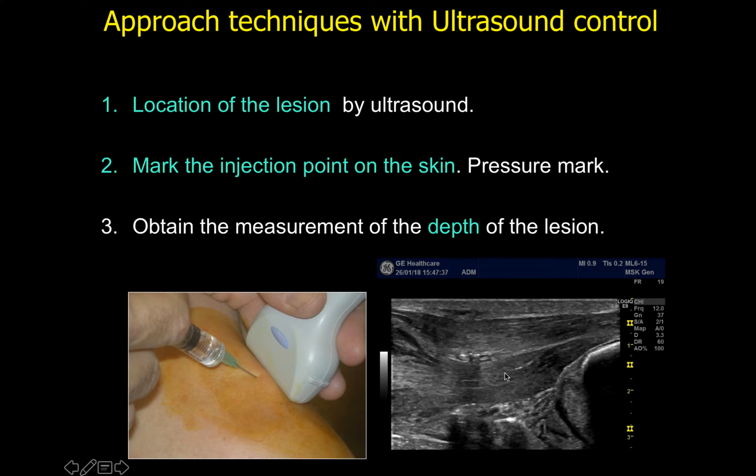Also important is to control the depth. Like here, if you want to make an infiltration of the sciatic nerve underneath the piriformis, we have to check that the target is 3 centimeters deep. When we go in an oblique position, we need a longer needle to reach that depth.